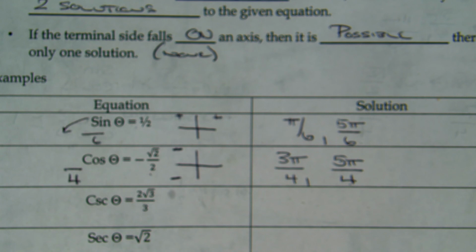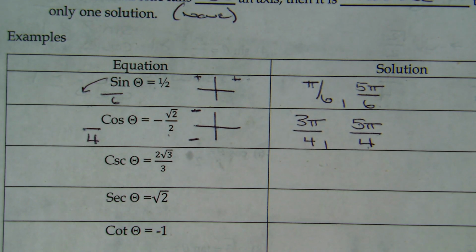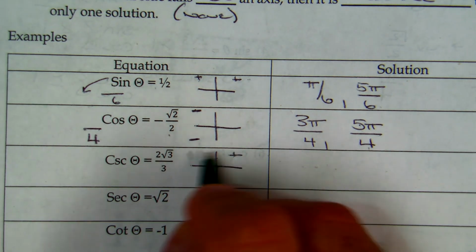Now, cosecant theta equals 2 root 3 over 3. It'll be very beneficial for you if you remember that cosecant is the inverse of sine. So where is sine positive? Once again, we're back here and here.